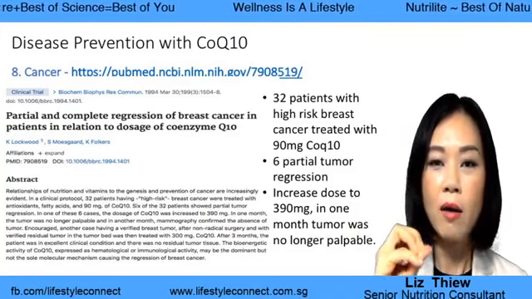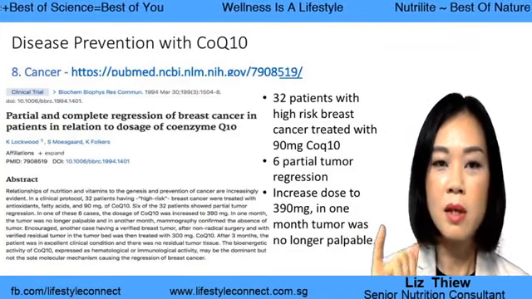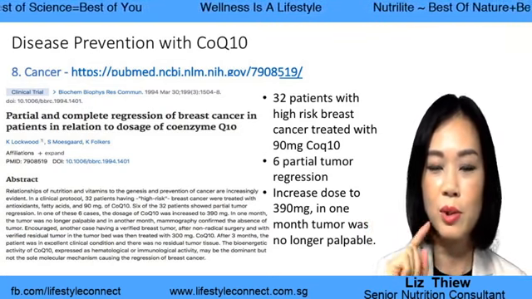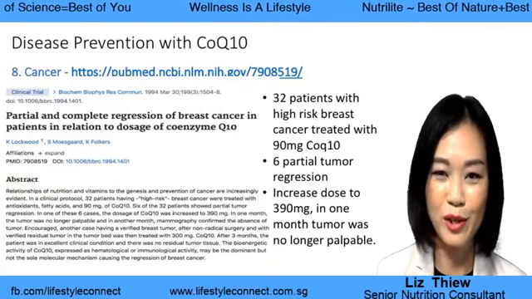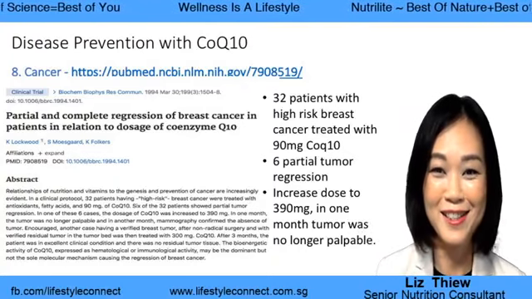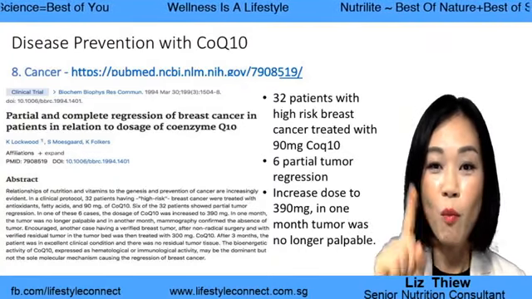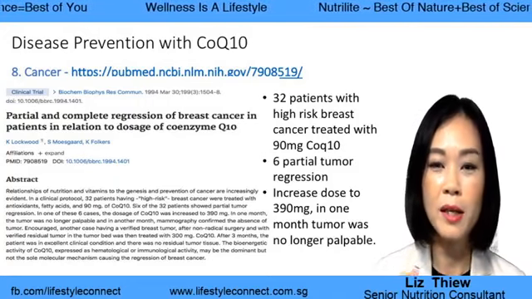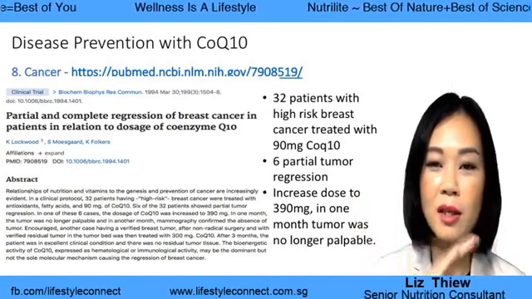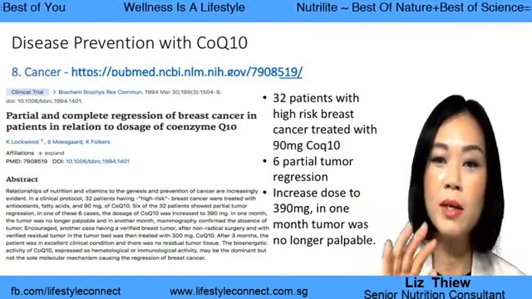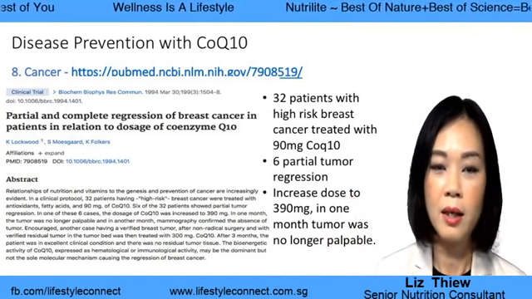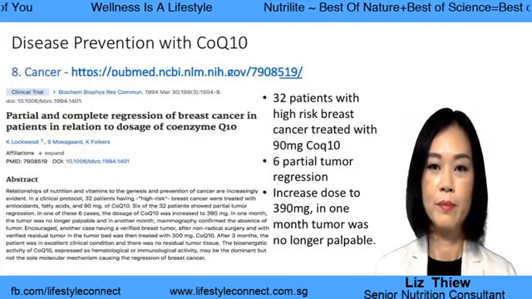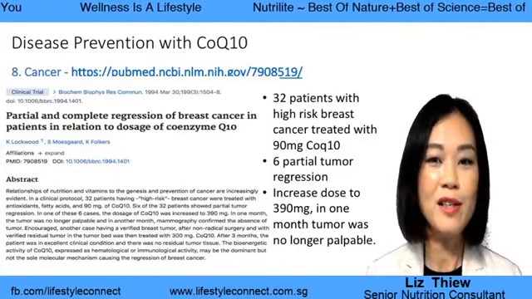Then when they increased the dose to 390 mg, which is 13 tablets, in one month the tumor was no longer palpable, meaning that if you touch it, the tumor is no longer there. If you increase the dose to 390 mg, this is very significant.